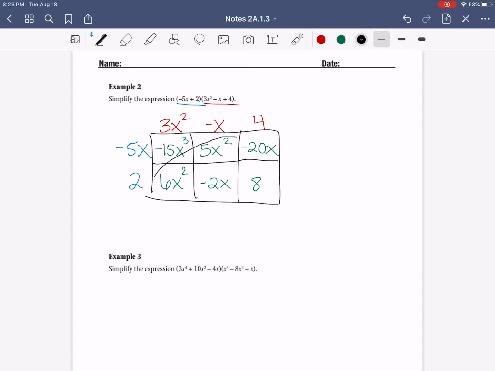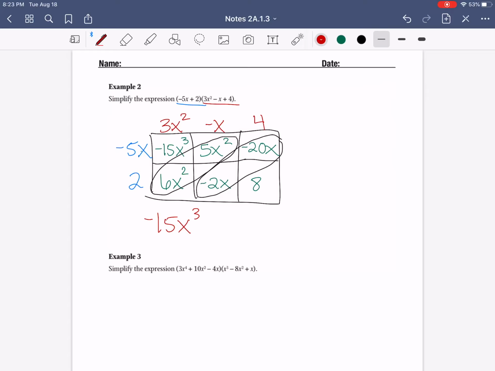Okay, so I had these right here are both x squareds, and these both right here are x's. It happens a lot that they're diagonal from each other. Not always, but it happens. All right, so we start with our highest exponent. That's negative 15x cubed.